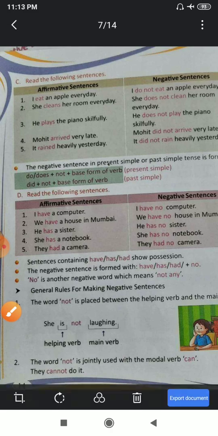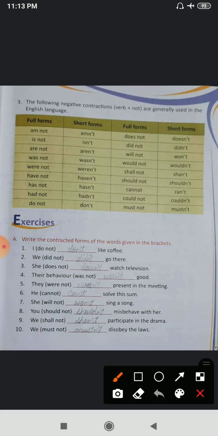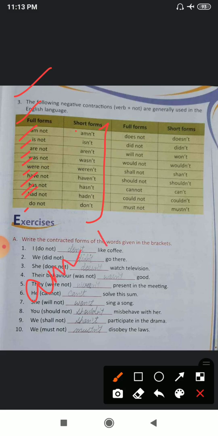Now next page. Number 3 general rule: the following negative contractions, verb plus not, are generally used in the English language. Here some contracted words are given. Just have a look, full forms and short forms: am not, is not, are not, was not, were not, have not, has not, had not, do not. Now you have noticed that this is the contracted or short form, and here the letter O is not present. I'll give you an example, am not.